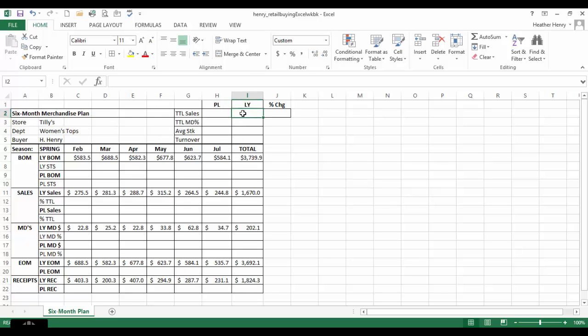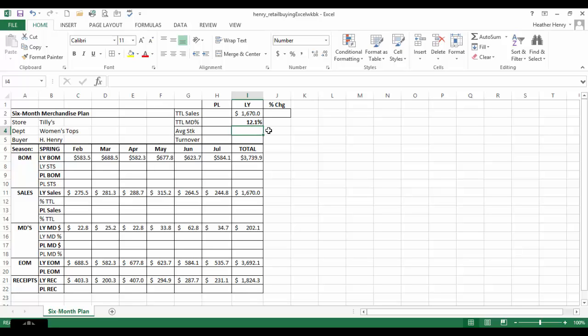So next we are going to go over to the last year data, and we now need to input our total sales. So we will do an equal sign and simply pull over the total for our total sales. Our total markdowns, we need to take our total markdown dollars divided by our total sales dollars to get our total markdown percent, which is a markdown rate of 12.1%.